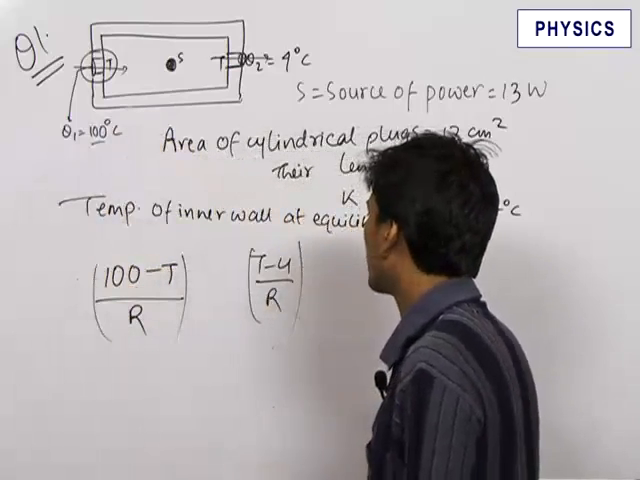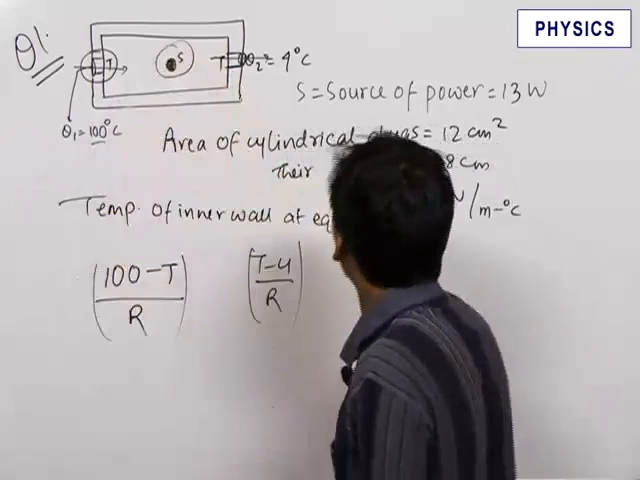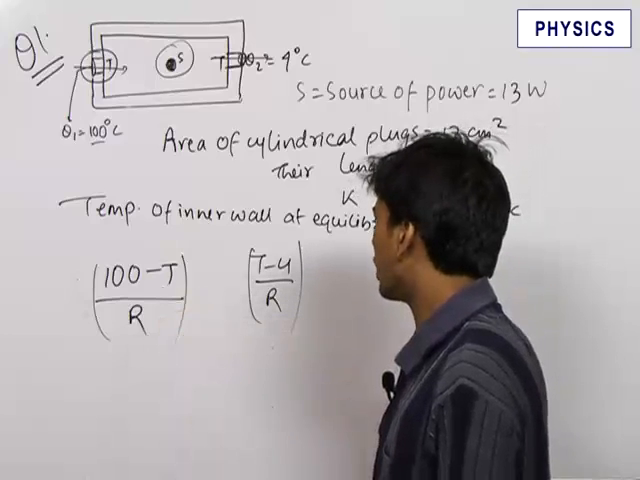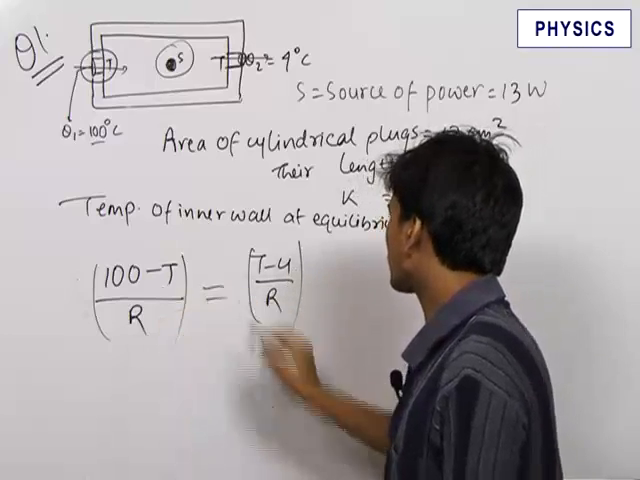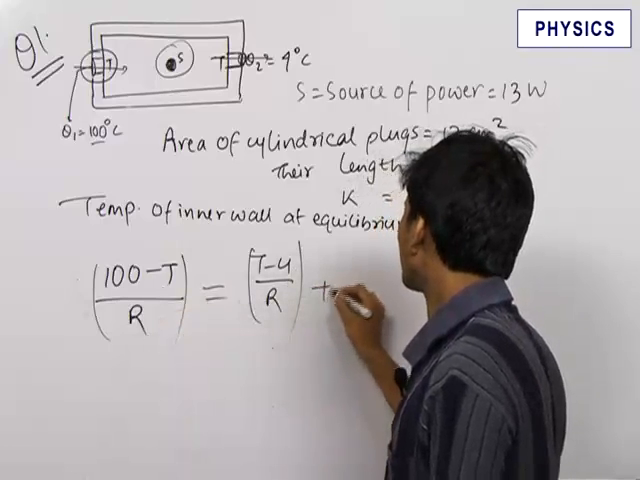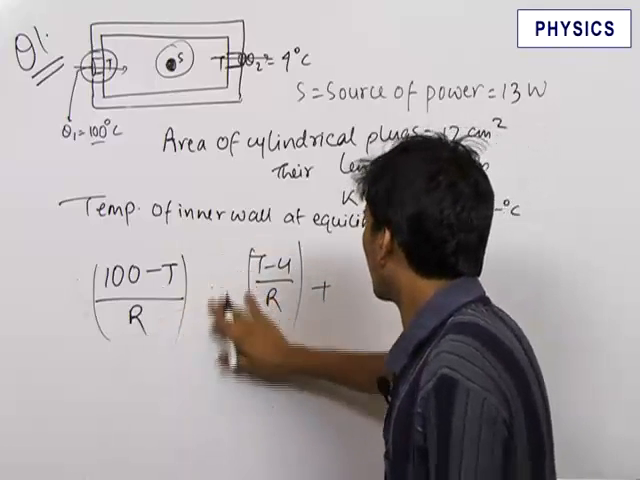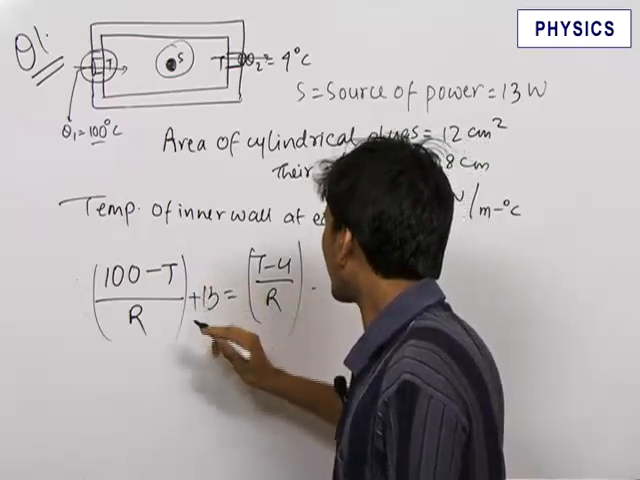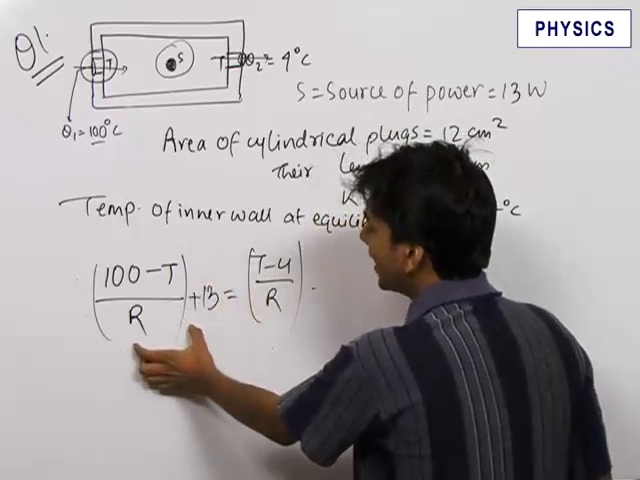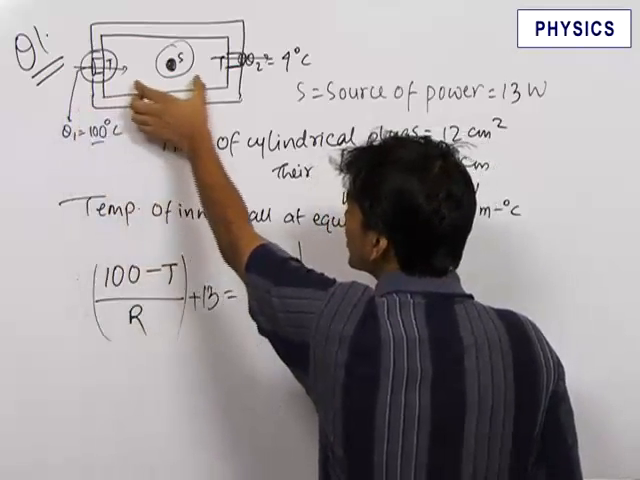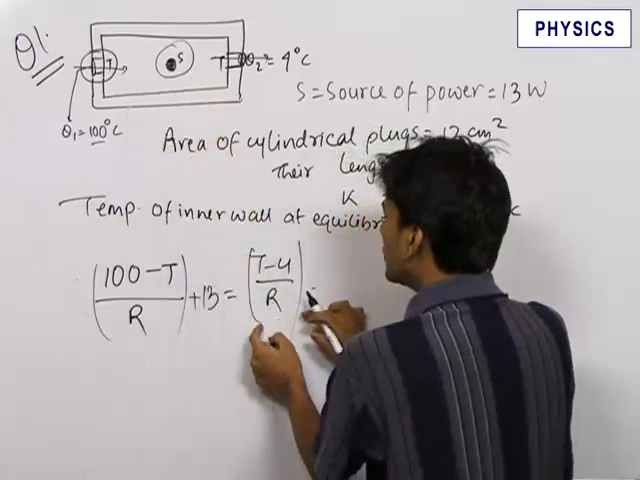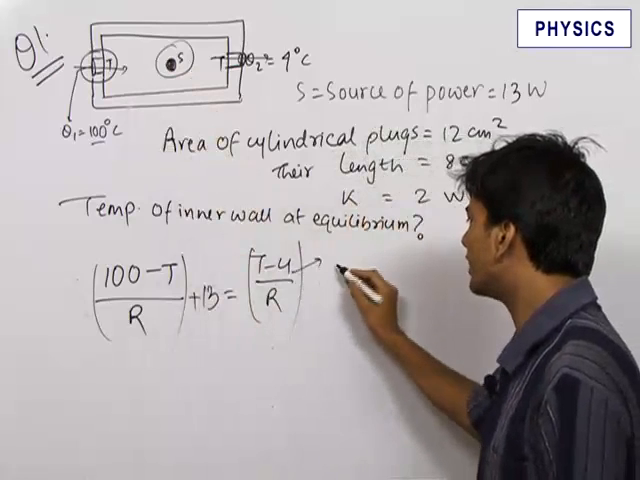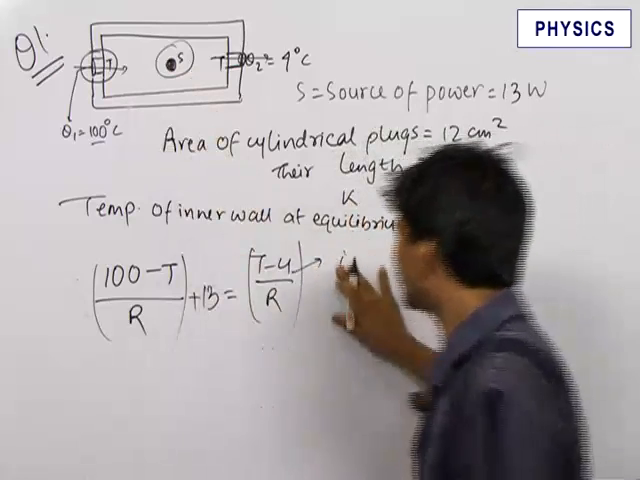This is T minus 4 upon R, and there is an additional source of power of 13 watts inside the chamber. So we can write 100 minus T upon R plus 13 is equal to T minus 4 upon R. That is, the net rate at which the heat is being generated or coming inside the system should be equal to the net rate at which the heat is leaving the system.